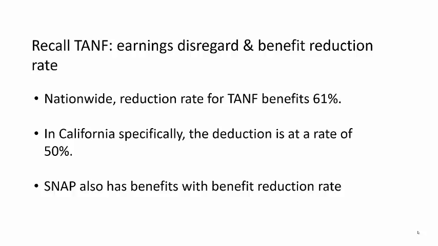Recall that TANF, for example, is structured in a similar way to this model, as was AFDC before it, with a maximum benefit and earnings disregard amount, and then a benefit reduction rate. Nationally, the benefit reduction rate in TANF is quite high, averaging approximately 61%. In California, the rate is slightly lower than average at 50%. Finally, SNAP nutrition benefits also reduce benefits as earnings rise.